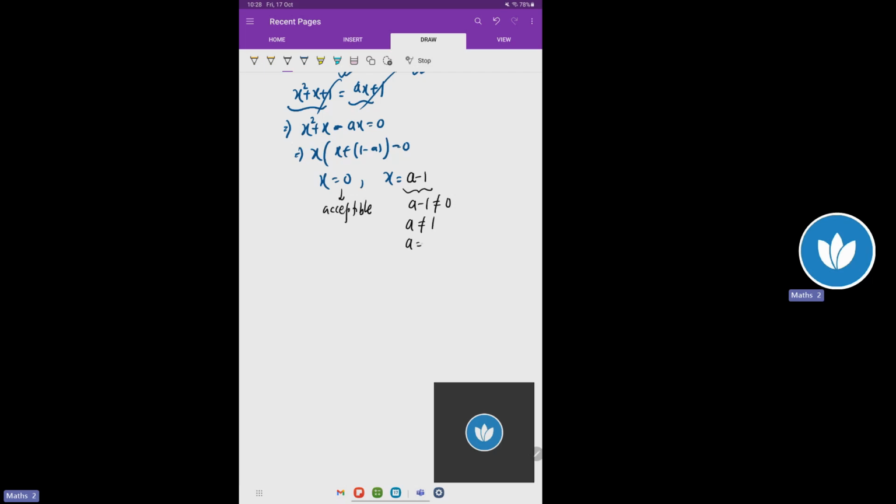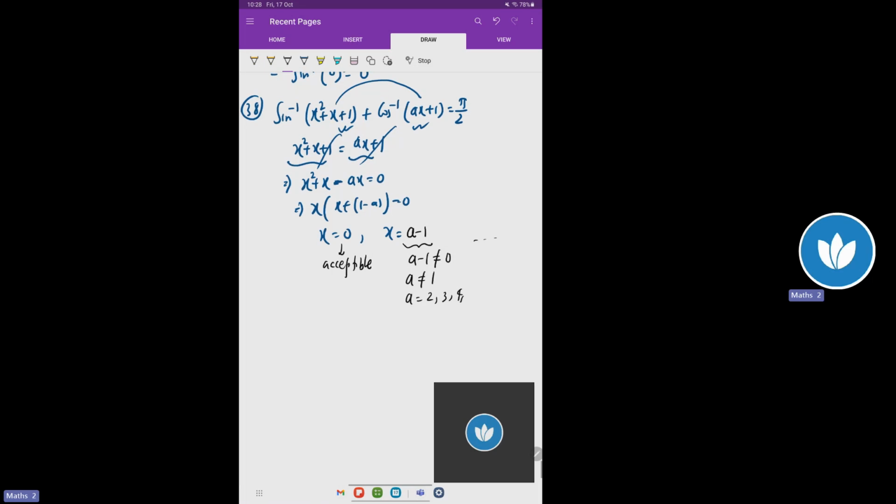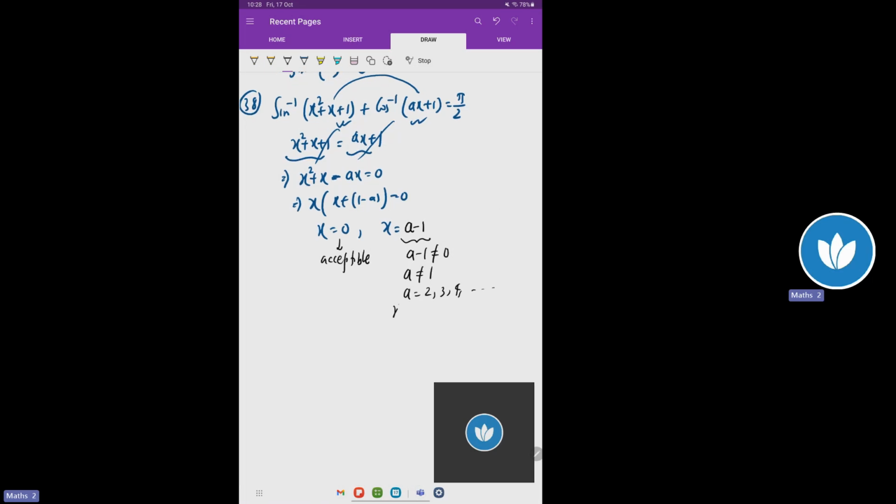If a cannot be 1, can a be higher than 1, 2, 3, 4? Can we take all these things? Obviously not, because if you take all these values of a, then what is your corresponding value of x? The corresponding value of x is a minus 1, which is 1, 2, 3. If you put 1 here, this is not going to be an accepted value.